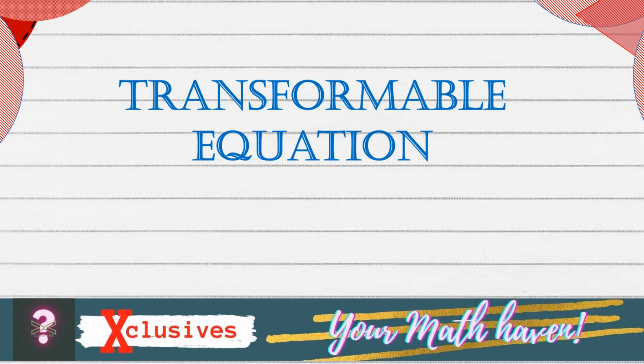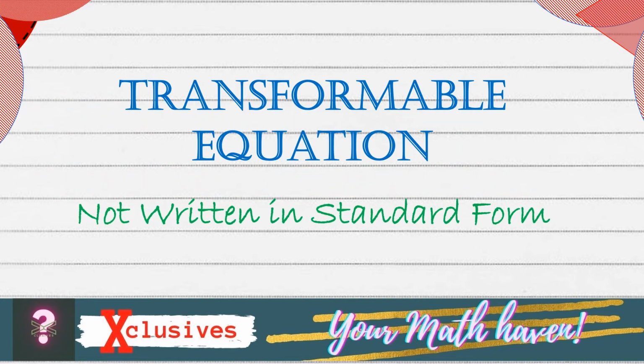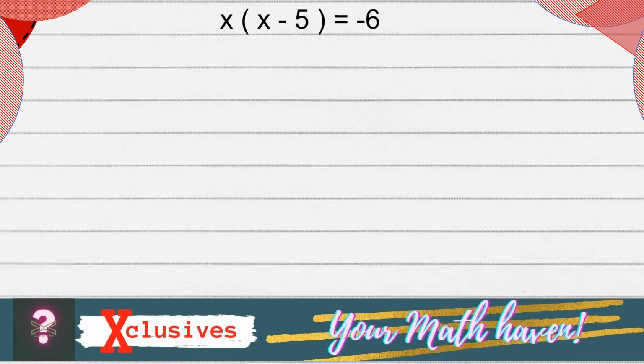Now, for our video lesson, we are going to learn transformable equation not written in standard form. So let us have our first example. Given our first example, x times the quantity of x minus 5 is equal to negative 6.